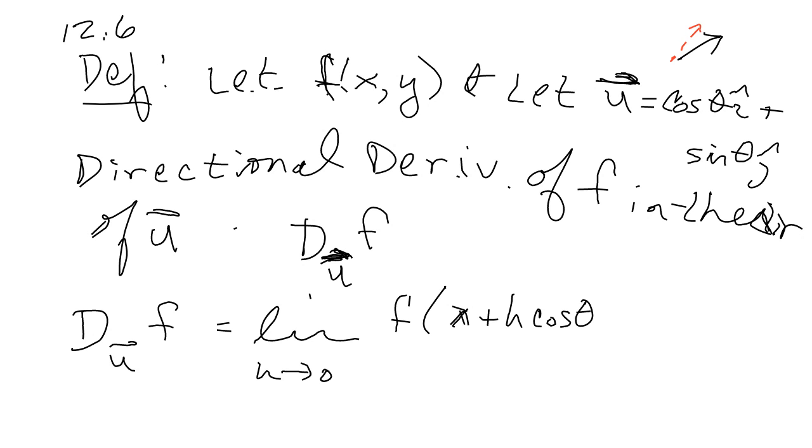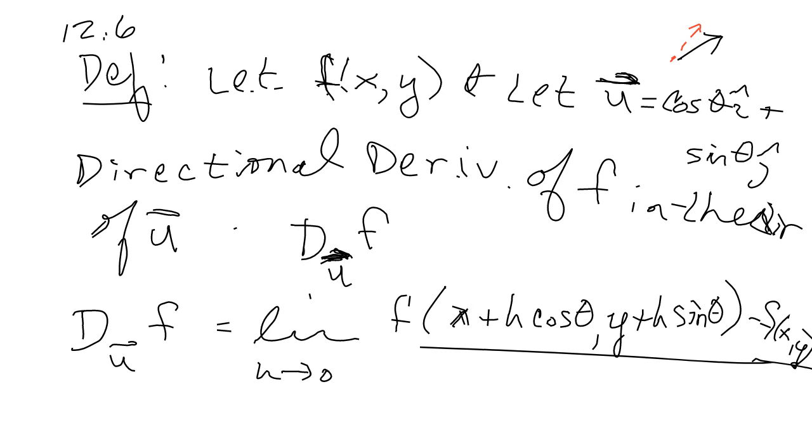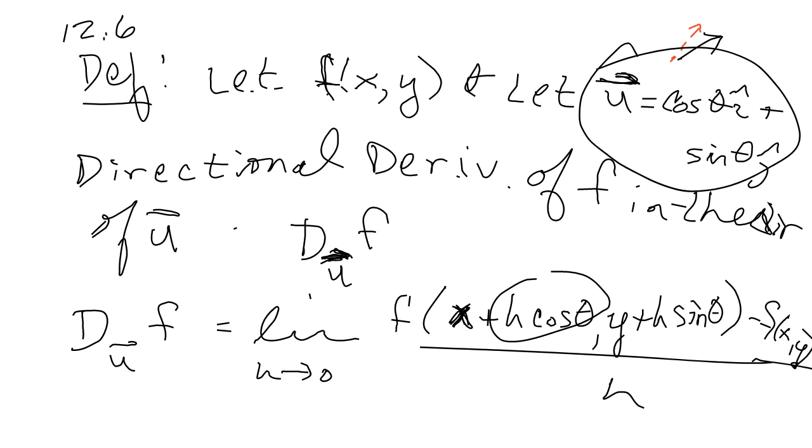So anyway, f of x plus h cosine theta, y plus h sine theta, and then minus f of x, y, all over h. So that's the formal definition of a directional derivative, a derivative in the direction of u vector here. So anyway, this is just a little tiny change there, and that's a minus f of x, y there.